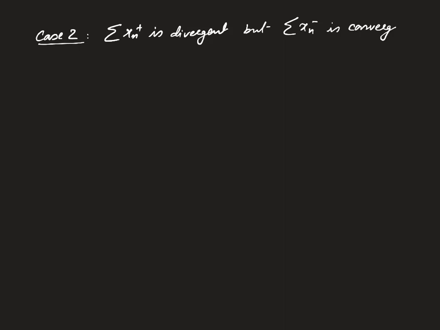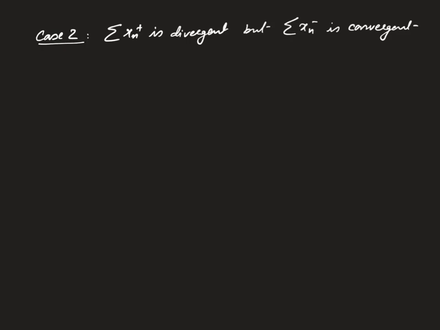Let us now look at case 2. Case 2 is: series x_n^+ is divergent, but series x_n^- is convergent. Okay, we will again show this is impossible by showing that this will imply that x_n does not converge. So that is the contradiction we will arrive at.